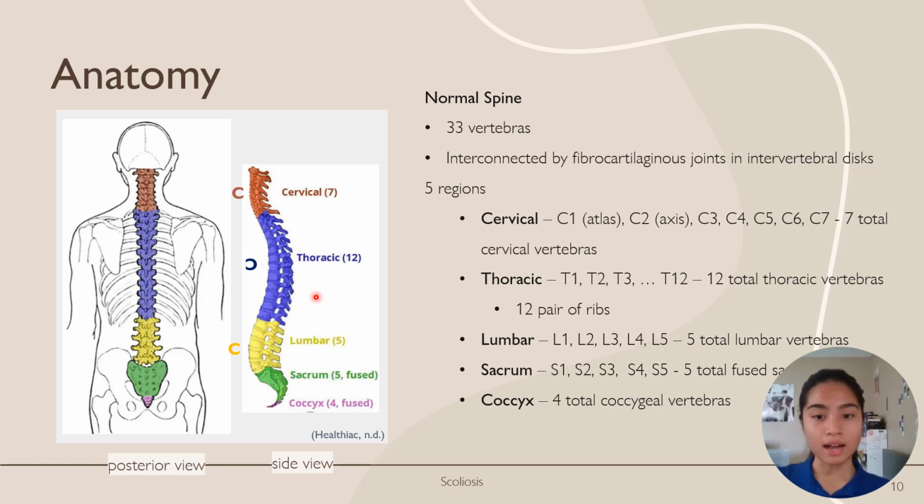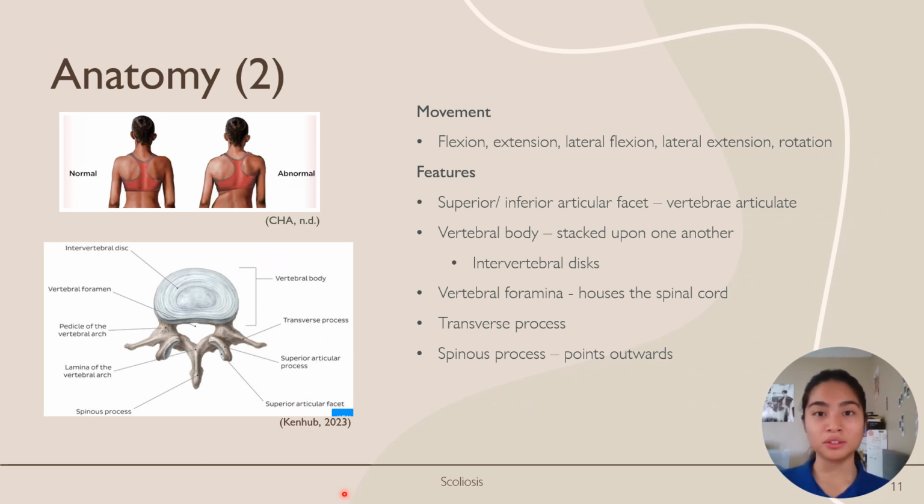In the thoracic region, there are 12 vertebral bones, which are connected to 12 pairs of ribs. And then in the lumbar region, there are 5 vertebrae, which support the most weight. And then in the sacrum, there are 5 fused vertebrae, and in the coccyx, there are 4 fused vertebrae. The movement of the spine includes flexion, extension, lateral flexion, and rotation.